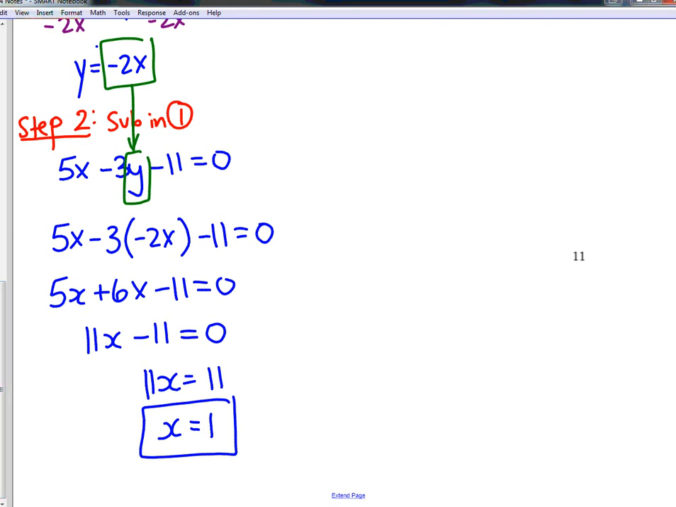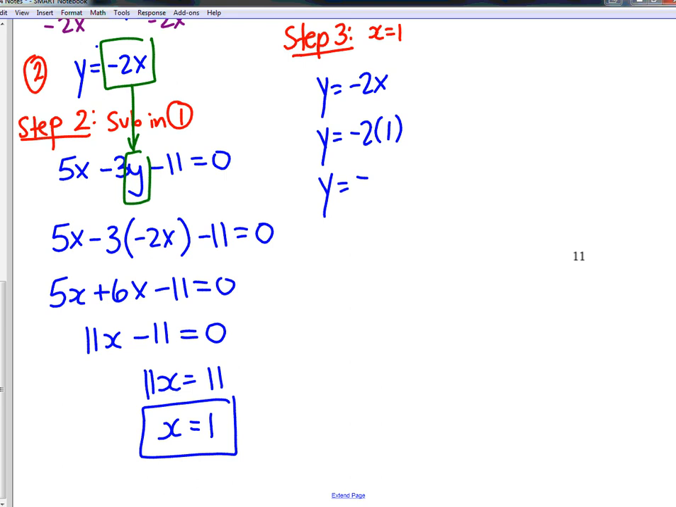Step 3. What do we do for step 3? Find y. Which equation did you sub it into? Negative 2x. So we know x equals 1. So subbing it into y equals negative 2x, equation 2, is the easiest way to go. What's y equal to? Negative 2.